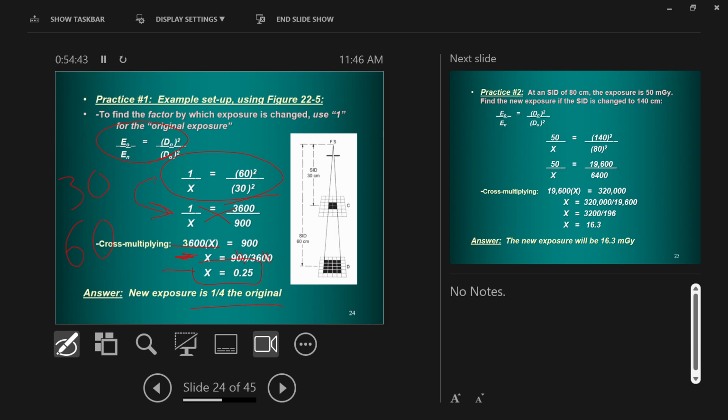And then the consequence of that is anything you do to one side, you got to do to the other, so you do it to the other side too. So 320,000-ish divided by 19,600 is 16.326. Only go to maybe the hundredth, the second decimal point. So x equals 16.32. So that's telling you that the exposure, which is x, is 16.32 or whatever at that longer distance.